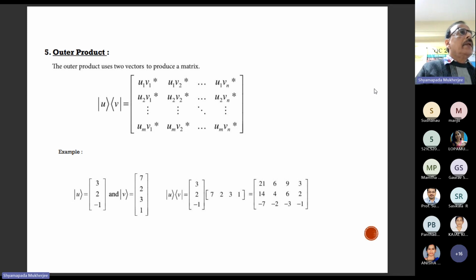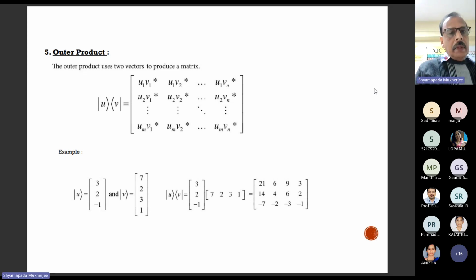Then this is something new. I don't know whether you have seen it or not: the outer product of two matrices. Now you see what the notation is. Previously in the inner product, it was bra U, ket V, but now you see the opposite one, U ket into V bra. With this notation, U1 V1 star, where star means complex conjugate. The V vector has V1, V2, V3, V4, so the complex conjugate of that is V1 star. So you apply that.